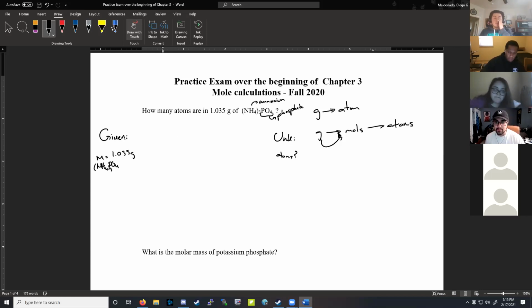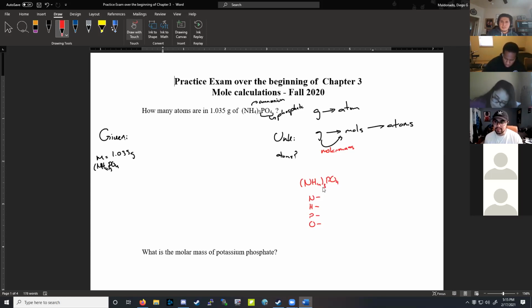To convert from grams to moles, what's the first thing I have to do? We need our molar mass. All right, so let's calculate our molar mass. We have (NH4)3PO4. This is kind of hefty. If you're starting off with calculating molar mass, I recommend writing it all out as a list. So we have nitrogen, hydrogen, phosphorus, and then oxygen. Since it's in a trio, we have a 3 here.